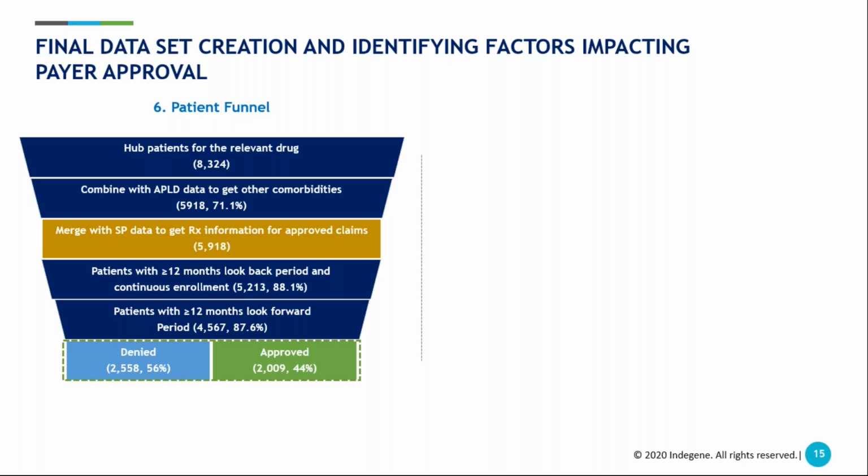Then we applied the business rules like the 12-month look back and look forward along with continuous enrollment, and reached a pretty good patient pool, wherein 44% of the patients had approved claims versus 56% of the patients whose claims were denied. With all these done, the next step was to do some statistical analysis.